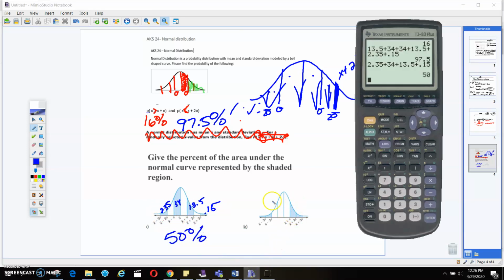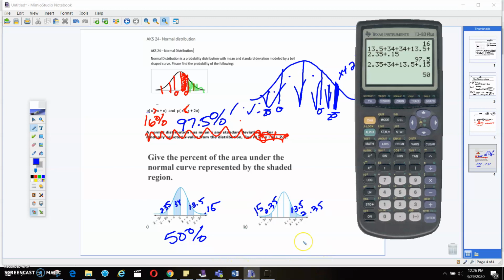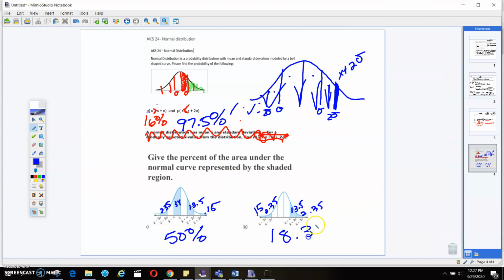All right. Over on this one, again, same concept. We're going to find the percentages and then we're going to add them up. So this will be 13.5 plus 2.35 plus 2.35 plus 0.15. So I'm going to go to my calculator and say 0.15 plus 2.35 plus 13.5 plus 2.35. When I add that together, I get 18.35.